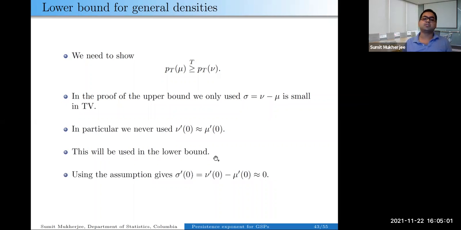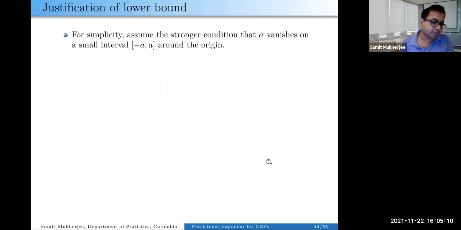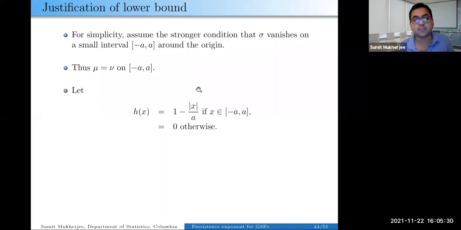And so in particular, this assumption tells you that sigma prime 0 is close to 0, because the difference of these two is close. And I'm going to work here under the slightly stronger assumption that sigma has no support on minus a, a. In general, we can make the weaker assumption work, but let's take the assumption that sigma vanishes on a small interval around the origin. Then the two measures agree on this interval.